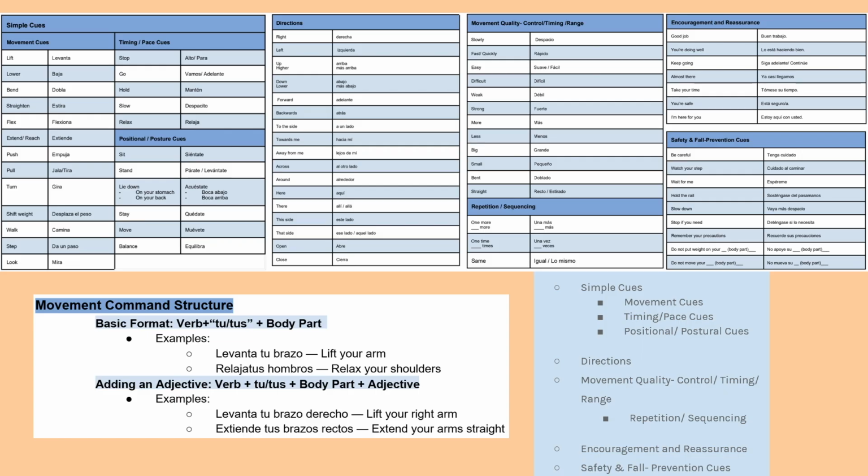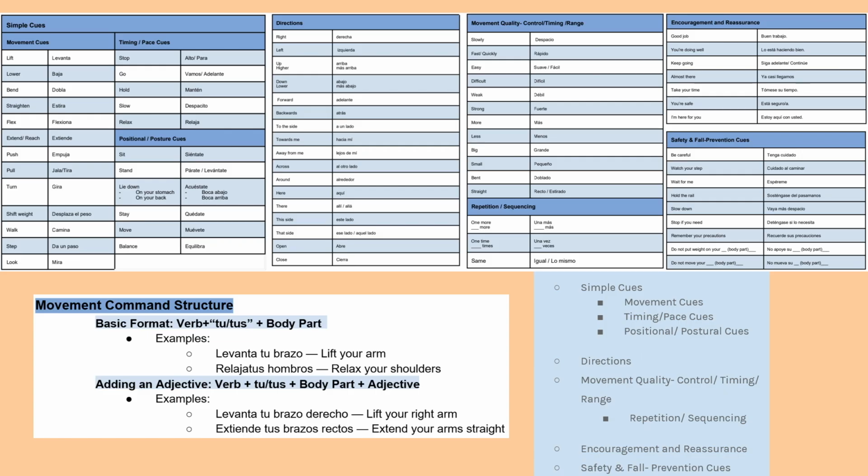The directions section focuses on spatial awareness, knowing where to move in space, knowing where a target may be, knowing where to walk, and knowing how to orient the body. The movement quality and repetition section includes words that describe how a movement should be performed. For example, controlling the motion, adjusting the range, slowing down, or repeating a sequence.